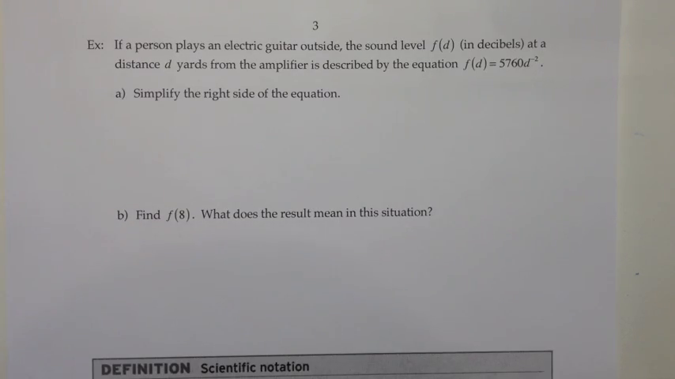Alright, continuing on to page 3, let's go ahead and look at an example that involves negative exponents. A person plays an electric guitar outside, and the sound level, f of d, in decibels, at a distance d yards from the amplifier, is described by the equation f of d equals 5,760 times d to the negative 2. So simplify the right-hand side of the equation.